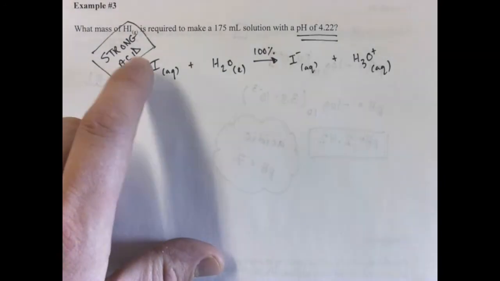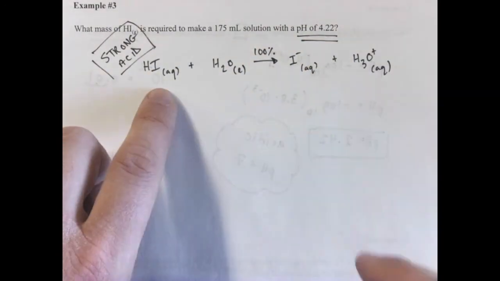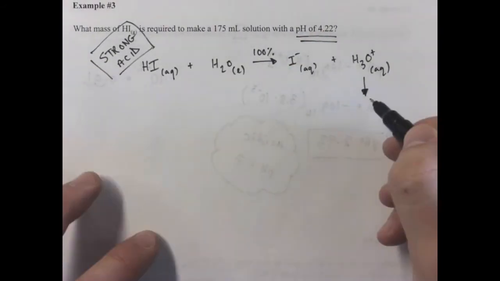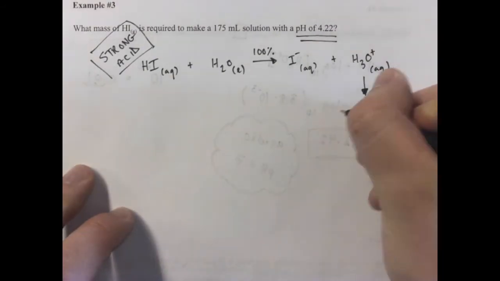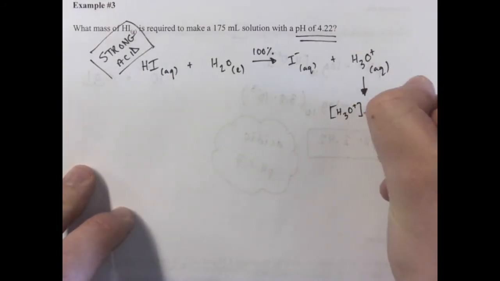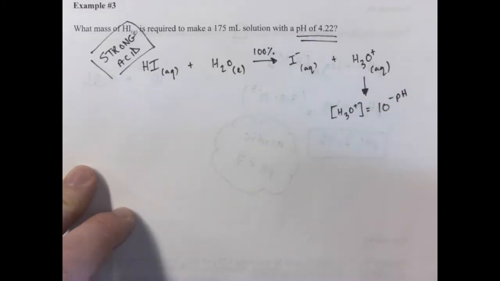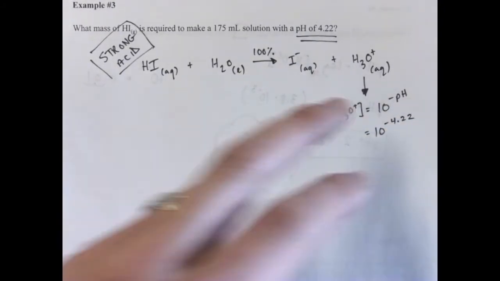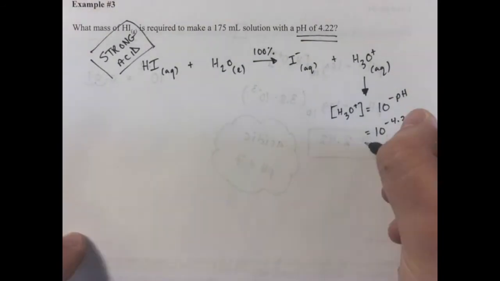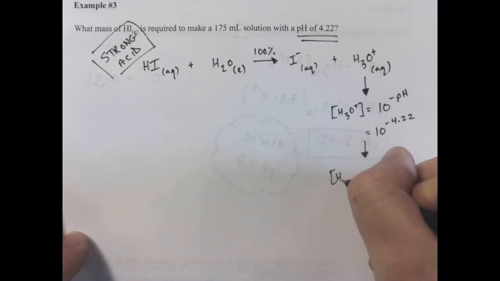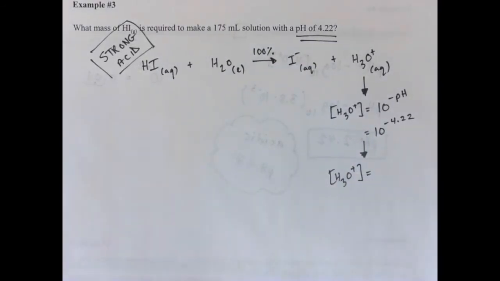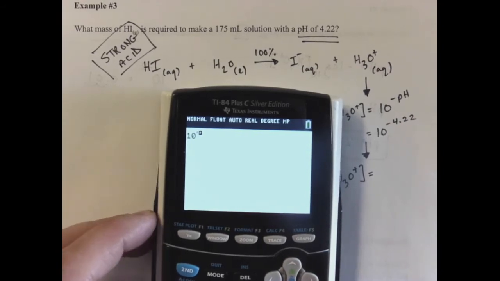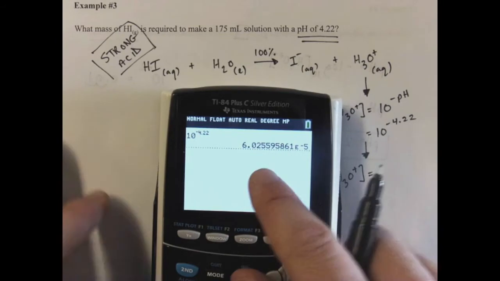We've got to figure out how much hydrogen iodide I needed to bring about this solution. Well, I know that to get a pH of 4.22, my hydronium concentration has to be equal to 10 to the minus pH. So if I take my pH of 4.22 and I do 10 to the negative 4.22, this gives me a hydronium concentration of some number, but for my calculation I might keep it as 10 to the minus 4.22 till I get to the end, but as you can see it's a pretty small number.